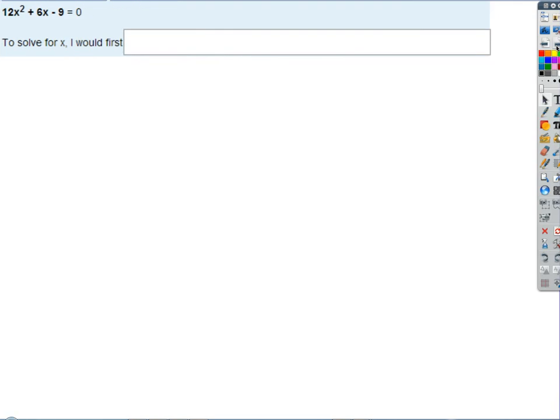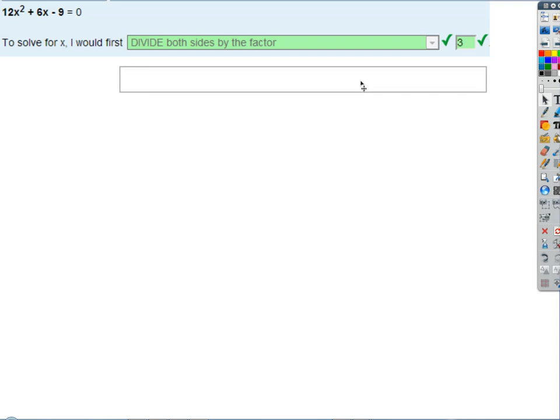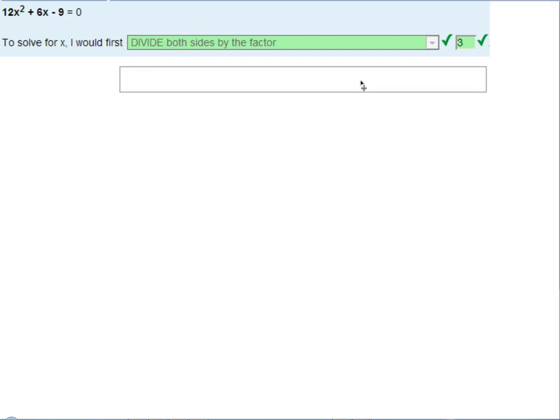What about this one? Here's one like we just talked about. Divide by 3. Is there a number that goes into 12, 6, and 9? 3. Right? So why not divide both sides by 3? And I'm still probably going to have to use the quadratic formula this time, right? But at least I'm putting smaller numbers into the quadratic formula, which makes it easier. Okay? Questions? No. Okay.